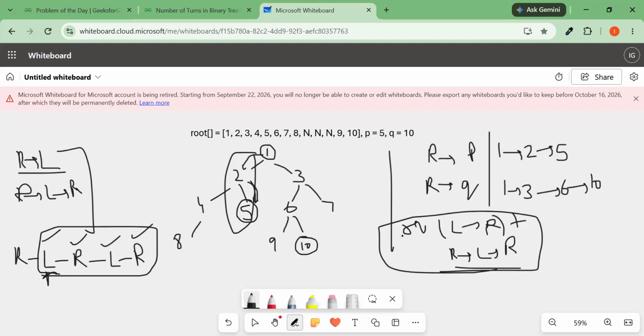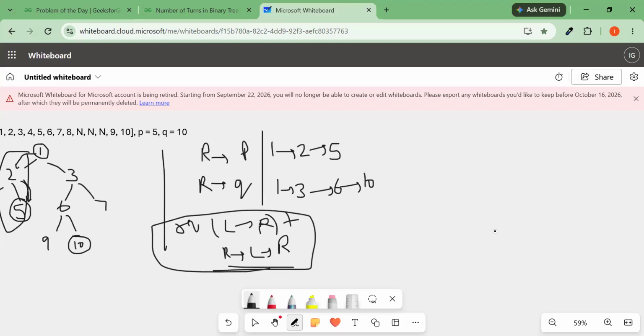For this, how do we find this left, right, right, left, right? I will explain. But you need to understand how we came up with this approach. We need to find the traverse path from the root to that particular node, and from the root to the other particular node. Okay, let's consider one more example.